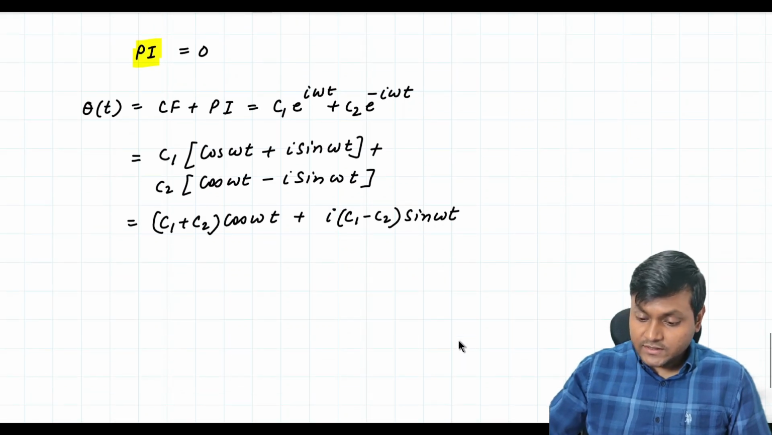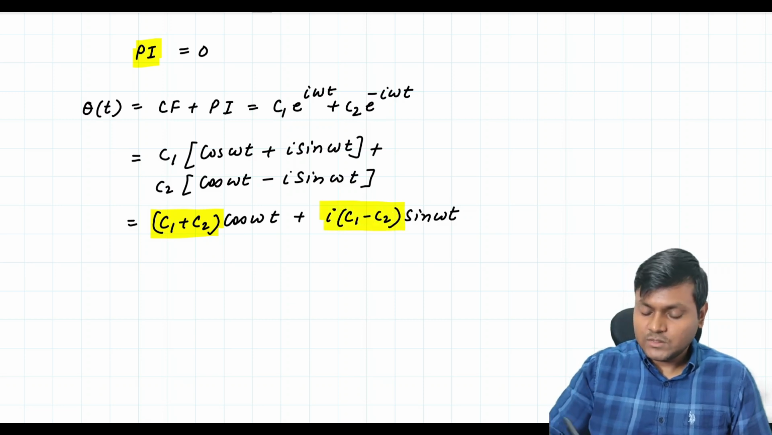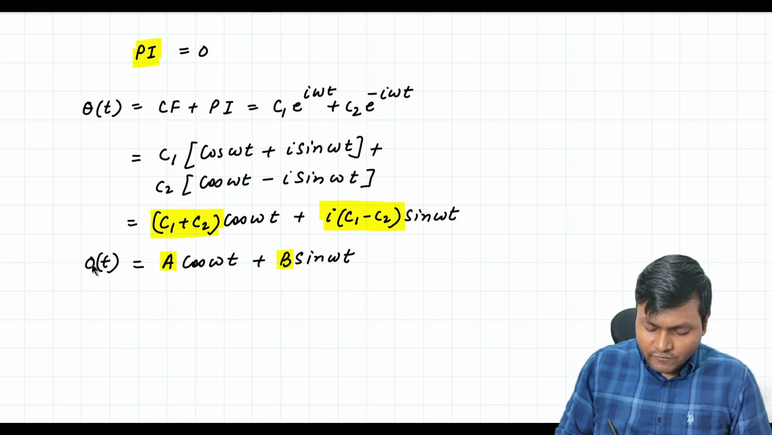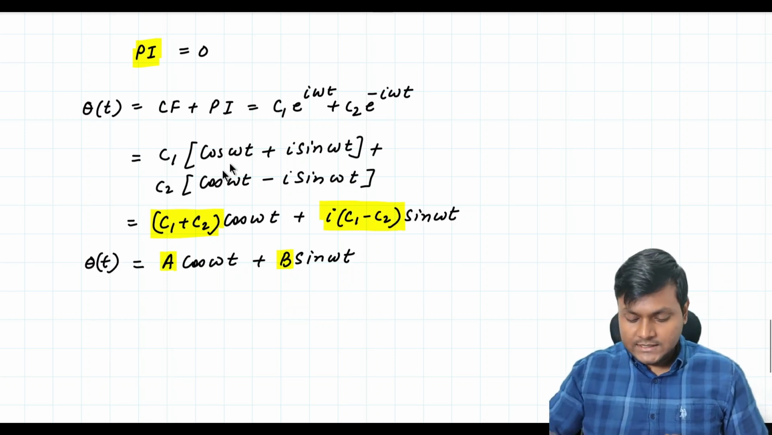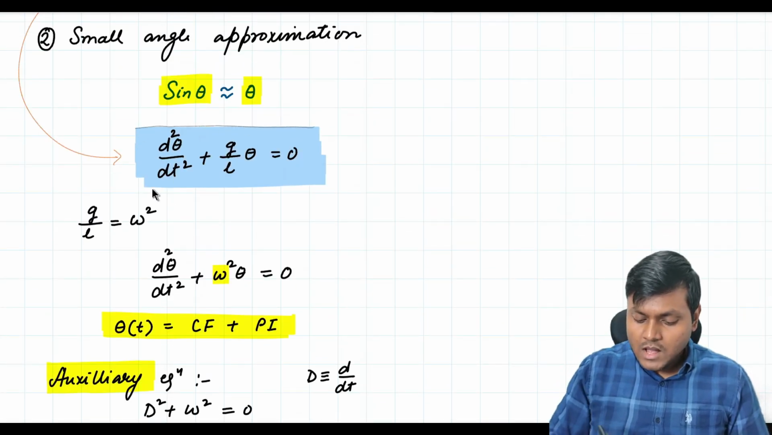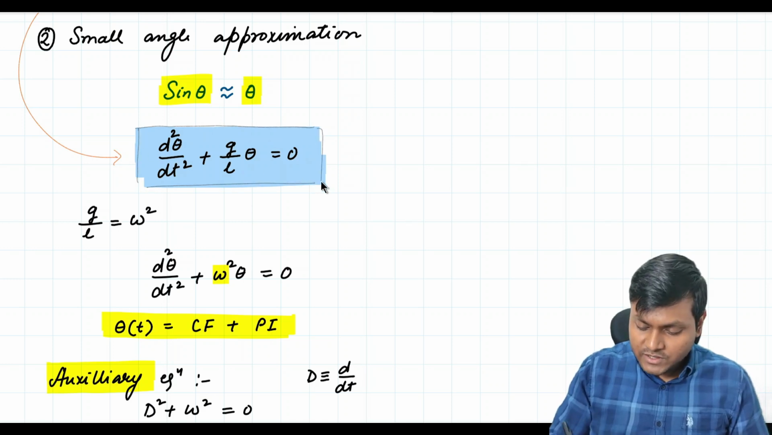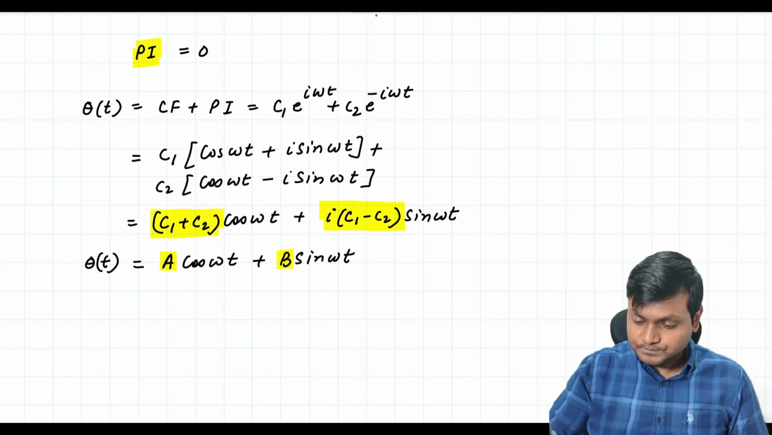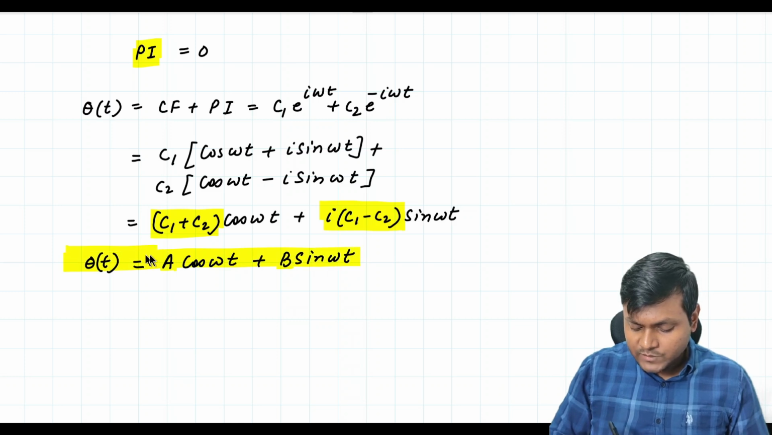So as you can see here, C1 plus C2 is nothing but some kind of a constant, while I times (C1 minus C2) is also a constant, which I can denote by, let's suppose, A cos omega t plus B sine omega t. So A here is a constant, so is B. This is the expression for the general solution of theta. So the solution for the equation of motion of the simple pendulum under small angle approximations is simply given by theta is equal to A cos omega t plus B sine omega t.